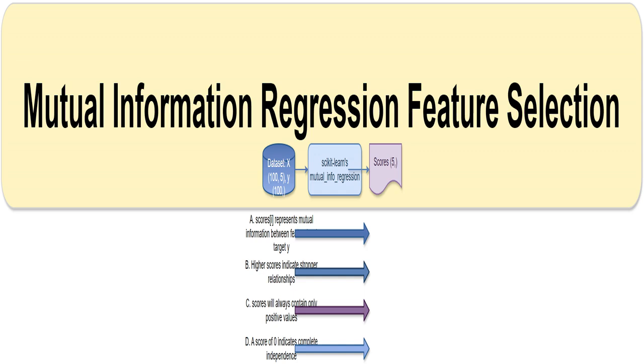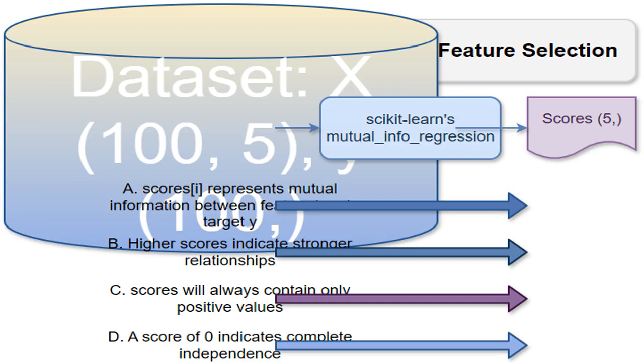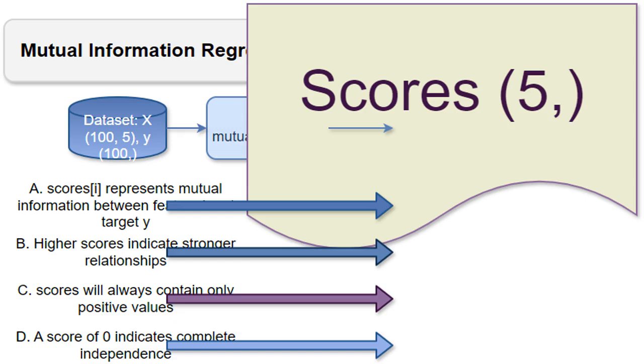I have a dataset. X represents my features, 5 of them for 100 different samples. And y represents my target variable measured for each of those 100 samples. The higher the score that `mutual_info_regression` gives to a feature, the stronger its relationship with the target variable. It's like saying, this feature is a really good predictor.